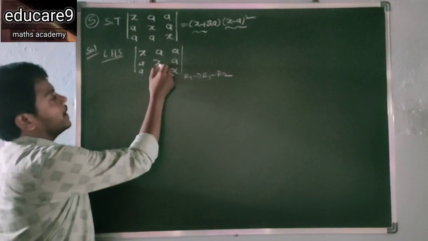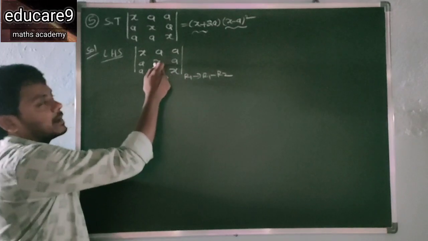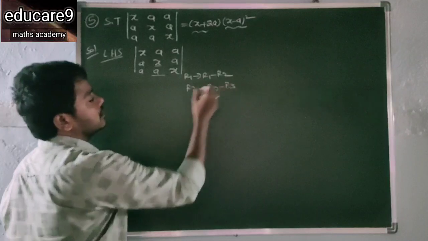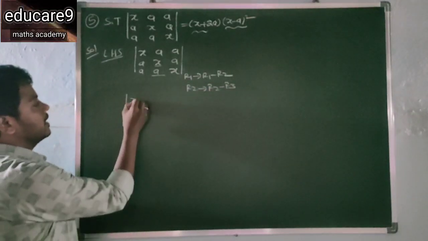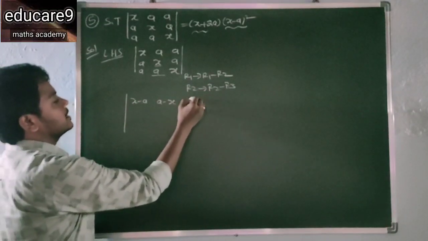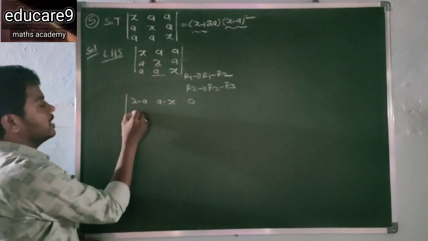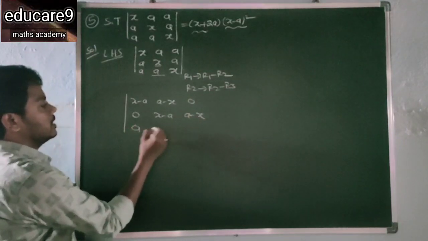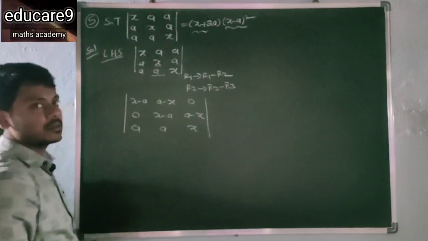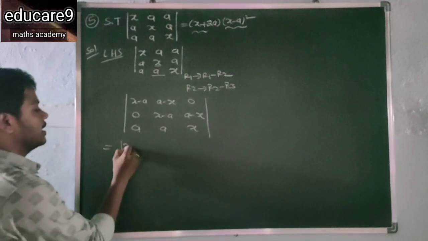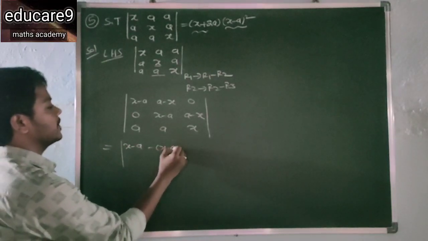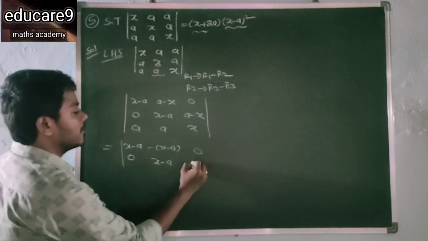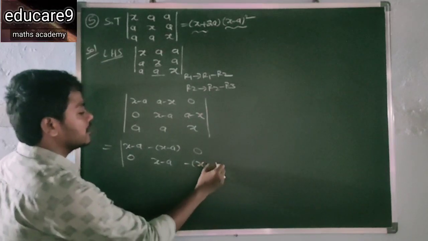If you do R2 minus R3, again you will get x minus a. So that's why here R2 changes to R2 minus R3. Now this is x minus a minus x, a minus a 0. Next here a minus a 0, x minus a minus x. Next one a x. So this can be written as x minus a, minus of x minus a, 0. Here 0, x minus a, minus of x minus a.